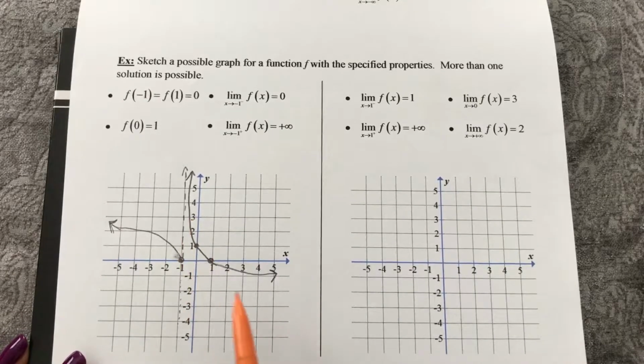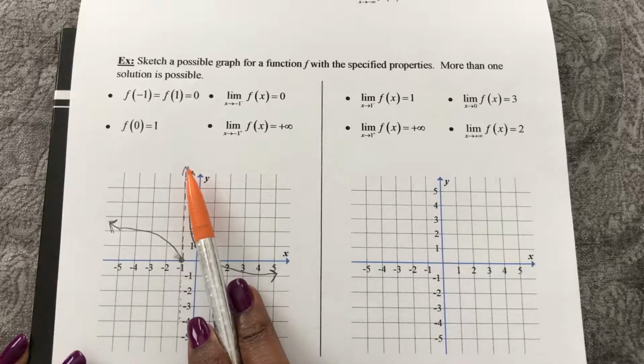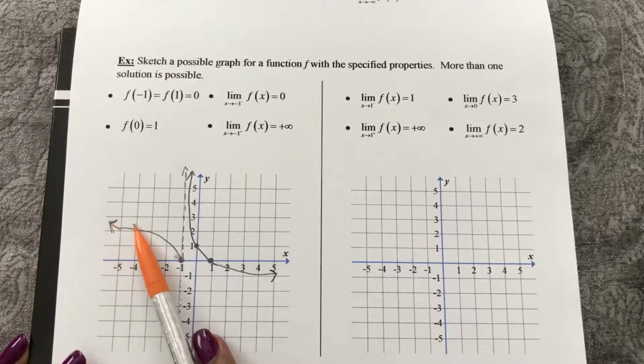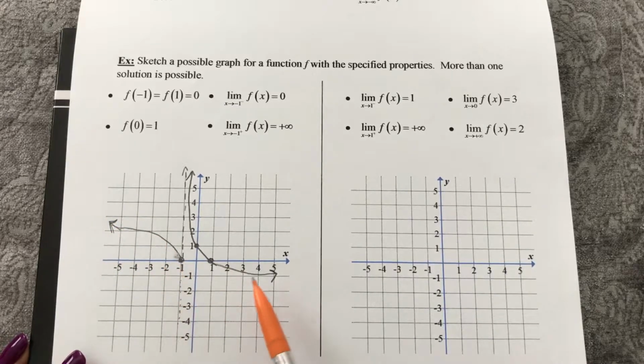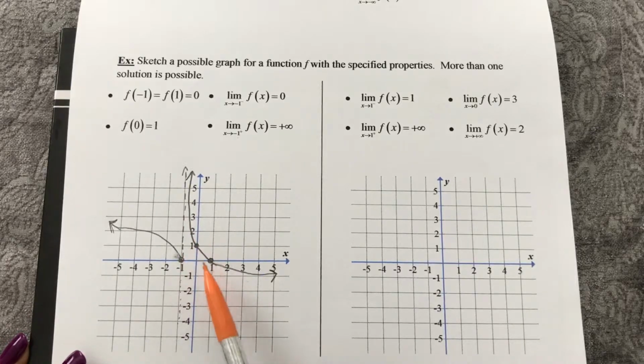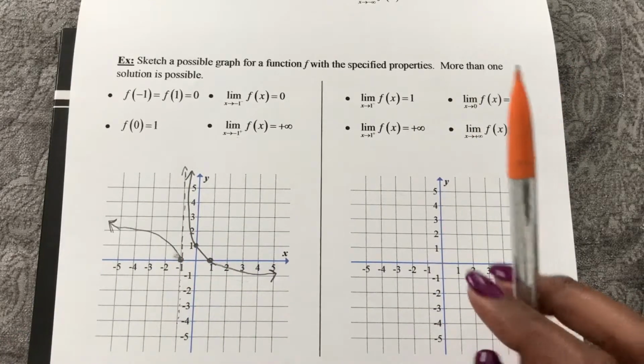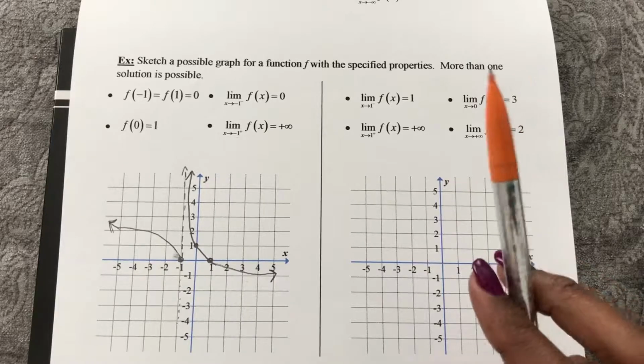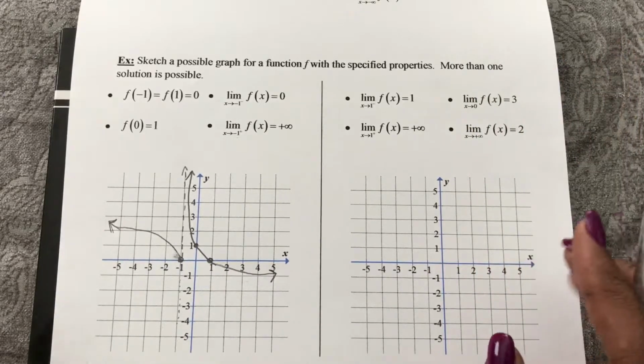So our function is approaching 0 from the left. It's approaching positive infinity from the right, and it's going through the 3 main points. Everything else really does not matter. We're just trying to make a sketch of the graph.